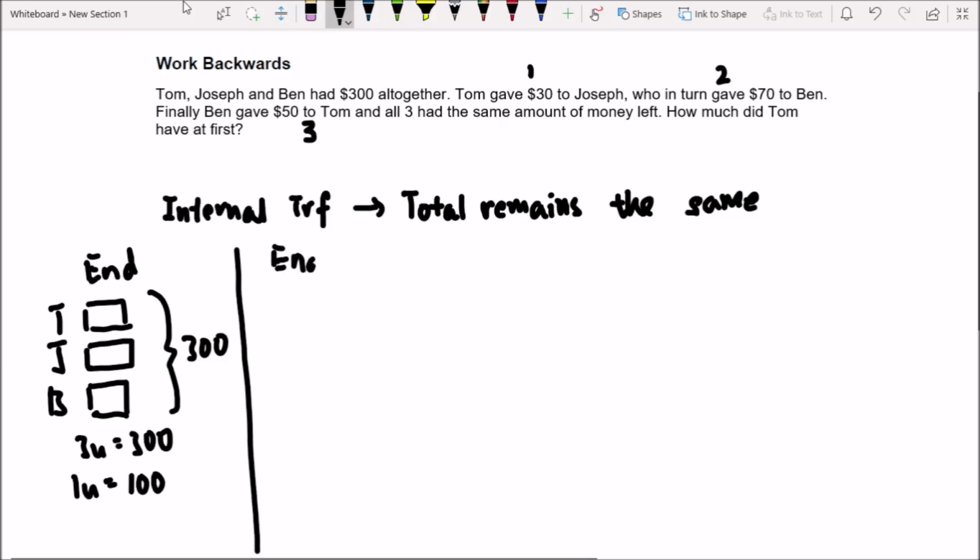Now we just have to work our way backwards to get to the start. So instead of going from step 1 to step 3, we have to go from step 3 to step 2 to step 1. Otherwise, you will still get the same numerical answer, but only for this version of the question. It will not work if fractions are involved. For example, if Tom gives half of his money to Joseph, and Joseph then gives a quarter to Ben.